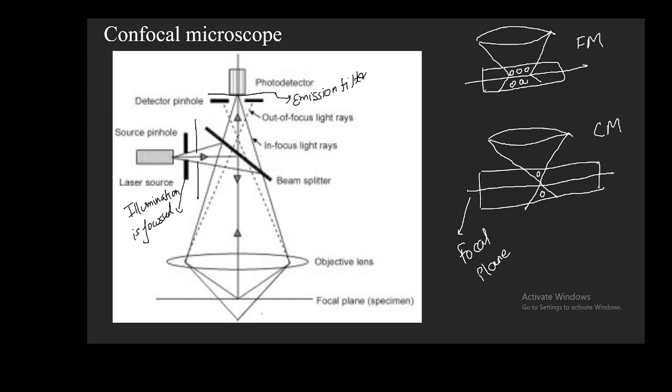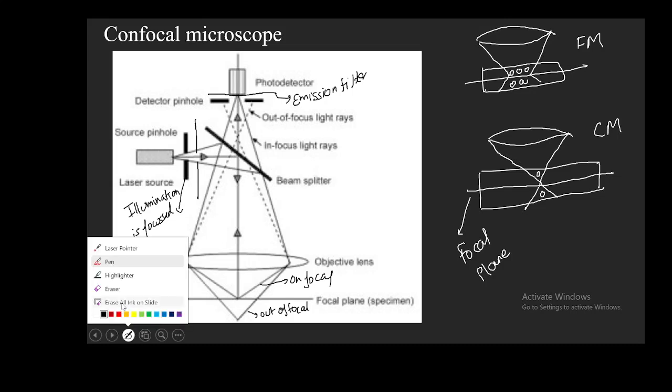So this is your out of focal plane. And this is your on focal plane, because you can see it is hitting the focal plane of the specimen. Okay, and this out of focus light ray is going to be stopped by this pinhole, and the on focal image will not be stopped by this pinhole, and they will produce the image. Okay, so this was the principle of the confocal microscope.